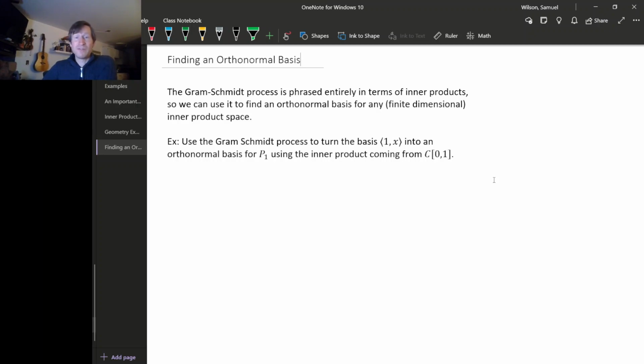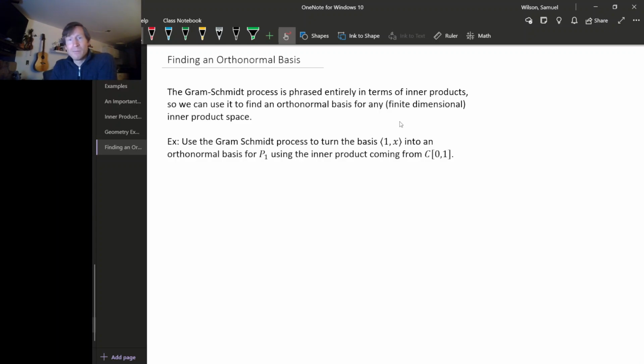One of the main things that we've done with the dot product in Rn is used it to come up with an orthonormal basis for Rn. We can turn any basis in Rn into an orthonormal basis just by doing the Gram-Schmidt process. If you look at the Gram-Schmidt process, the formulas only depend on the properties of the dot product that we require of any inner product. So for that reason, we can use the Gram-Schmidt process to come up with an orthonormal basis for any basis in an inner product space.